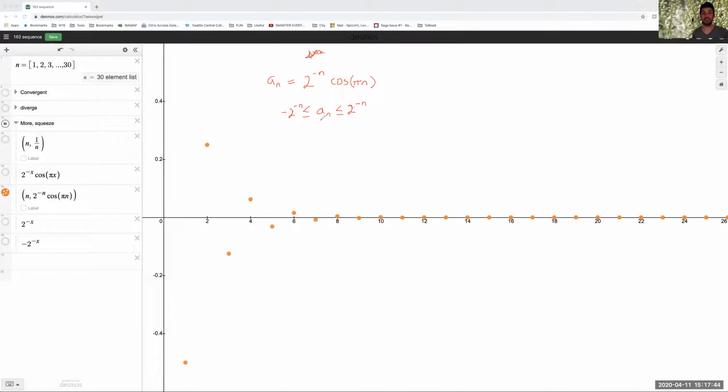So it's always going to be between these two functions or these two sequences. Let's look at these two functions, these two sequences as graphs. So instead of looking at 2 to the negative n and -2 to the negative n, I'm looking at 2 to the negative x and -2 to the negative x. And we see that we have these two functions squeezing our sequence together, right? It lives in between them, and so they all go to 0. Okay, so that's what our squeeze function is.